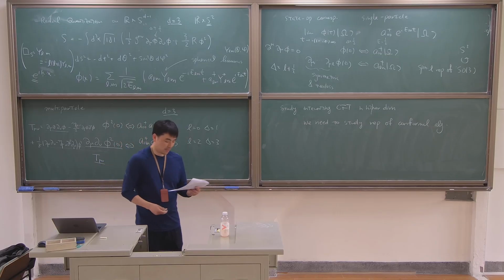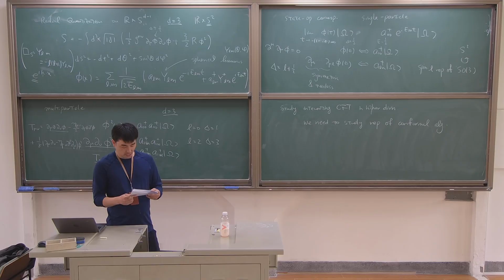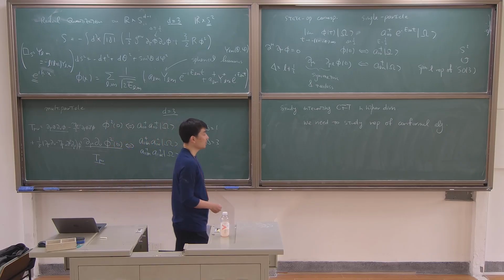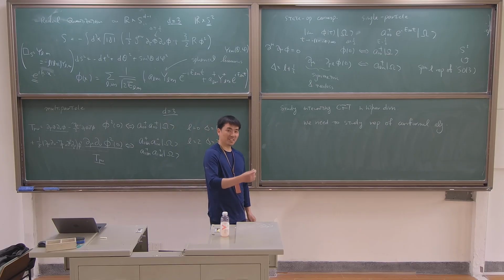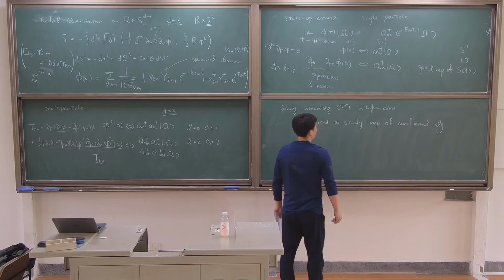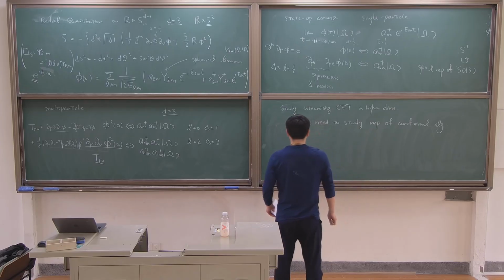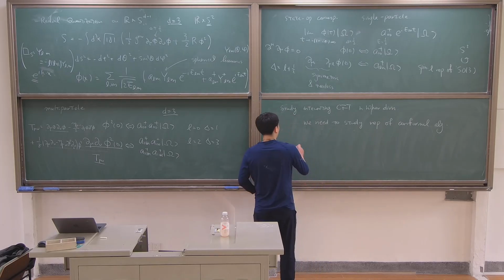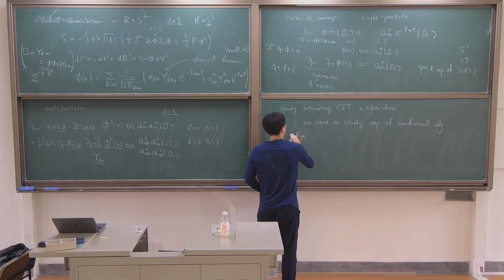We should do the same analysis as in 2D, but 2D is infinite dimensional, while the higher-dimensional conformal algebra is not infinite dimensional. So the analysis is big. But anyway, let's start with the primary state.